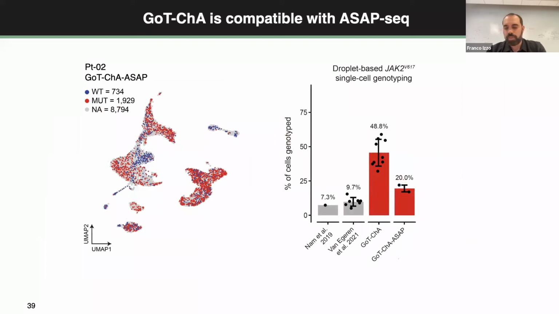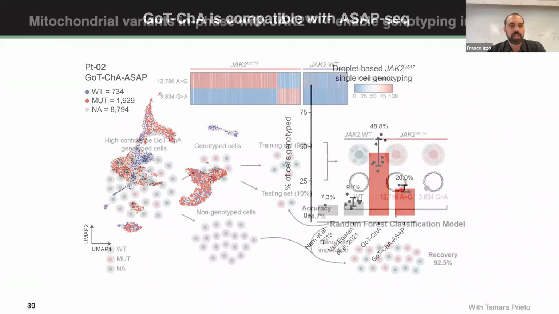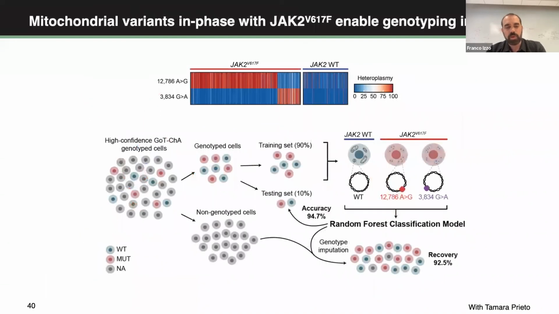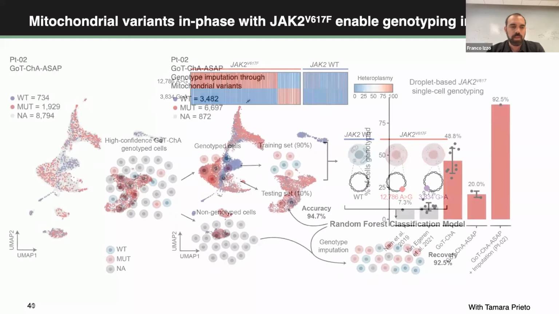However, we also noticed that we could leverage mitochondrial variants that were occurring in phase with the JAK2 V617F mutation to impute missing genotypes. So for that process, Tamara Prieto, who is a very talented postdoc, developed a random forest classifier that allows imputation of missing genotypes.